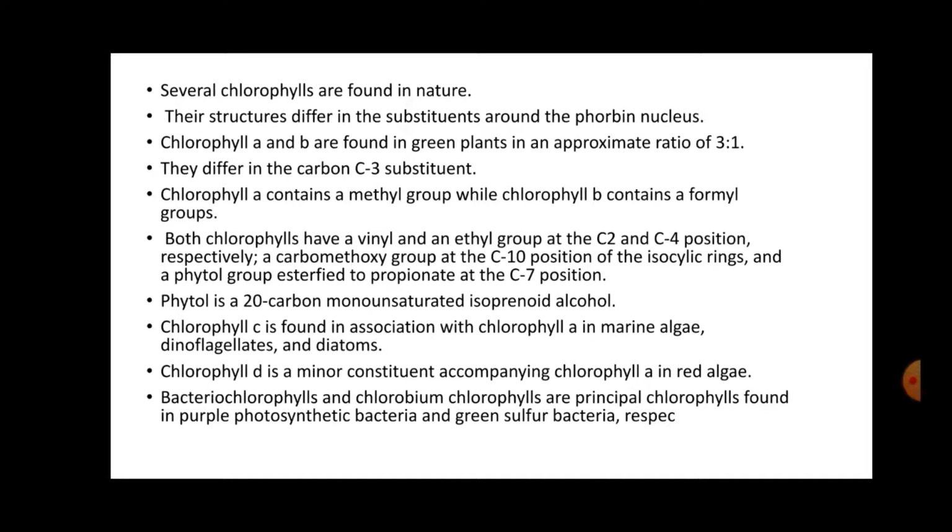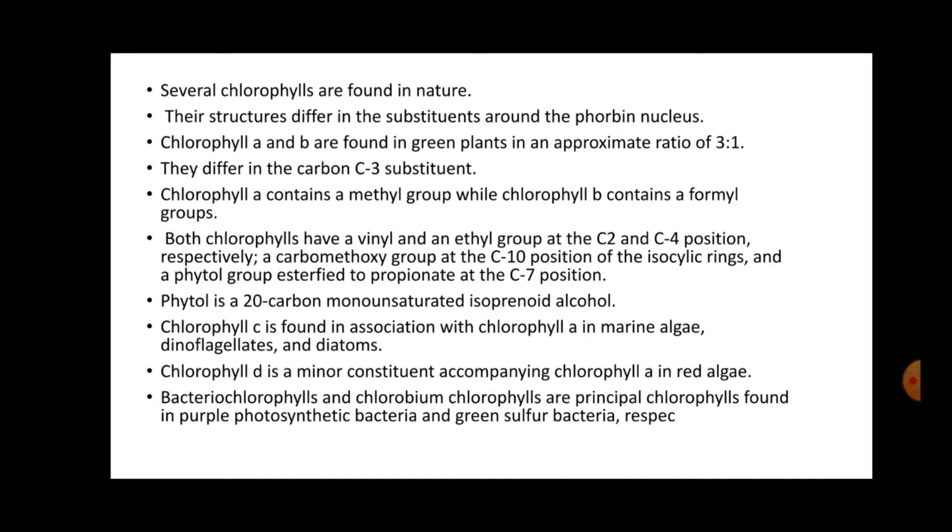Several chlorophylls are found in nature. Their structure is different and the substitution around the phorbin nucleus is different. Chlorophyll A and chlorophyll B are found in green plants in the ratio of 3:1 and they differ at the C3 position in the porphyrin structure. Chlorophyll A contains a methyl group while chlorophyll B contains a formyl group.